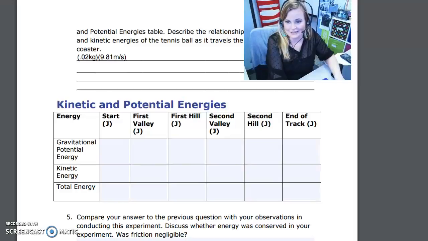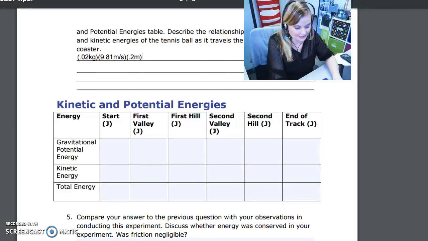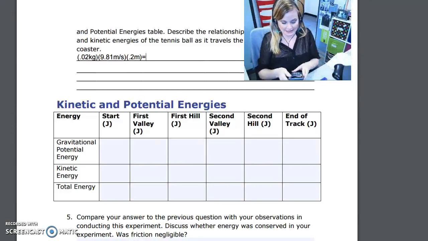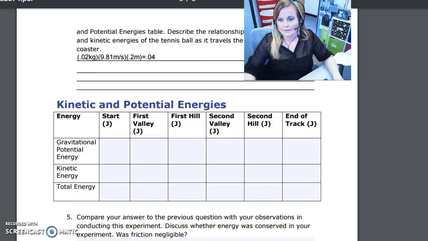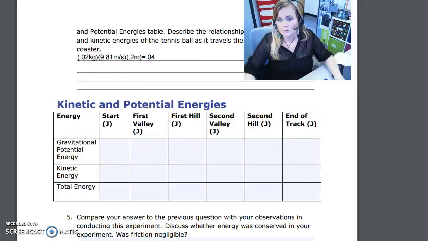So, all right, that's your acceleration due to gravity, and then the height was 0.2 meters. So we needed to calculate that. On the calculator, I'm going to take the 9.81 meters per second squared times 0.02 kilograms times 0.2 meters, and that gives me 0.04.